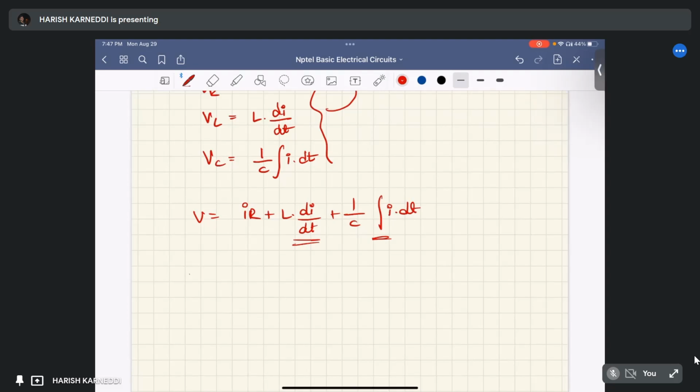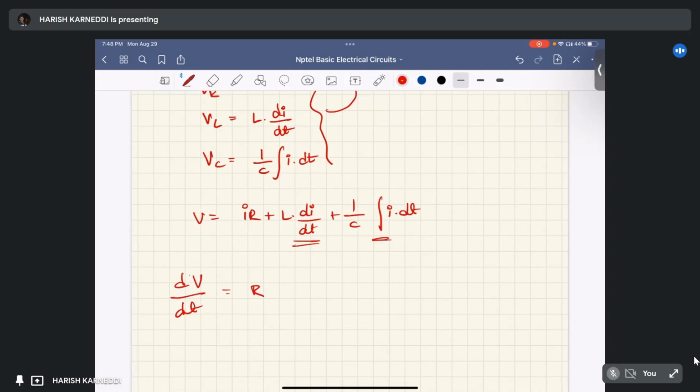So dv by dt equal to, here R is constant, we can bring it outside, so R into di by dt plus L into d square I of t by dt square, plus this integration and differentiation will be cancelled, so this is 1 by C into I of t.